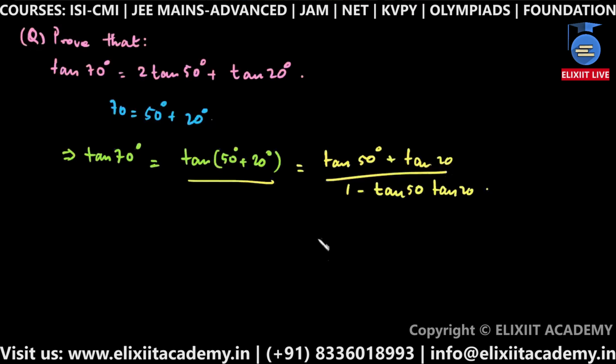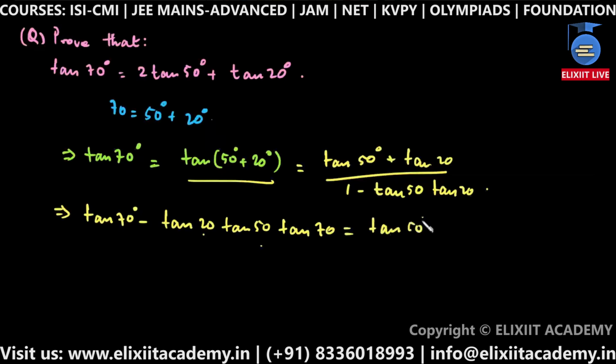Now you're going to simply simplify, that's all. If you cross multiply, we have tan 70 minus tan 20 tan 50 tan 70 equals tan 50 plus tan 20. It looks better, 20, 50, 70 like this. On the right hand side, we are simply cross multiplying, that's all. So you have to ultimately prove this identity. You are getting this big identity.